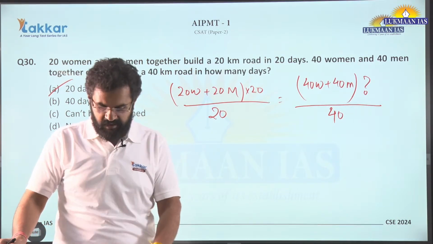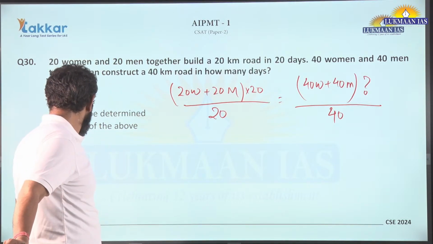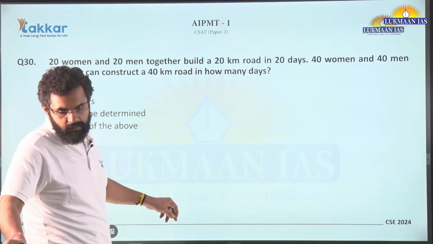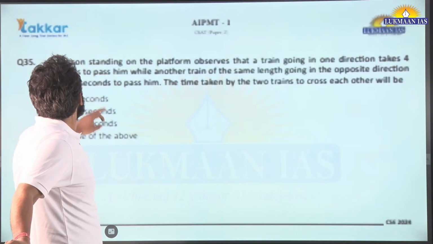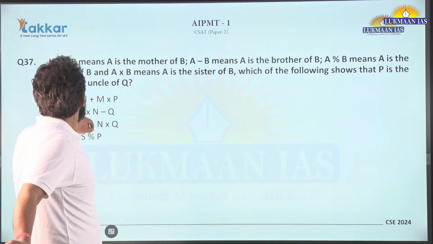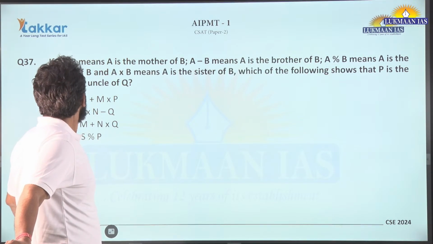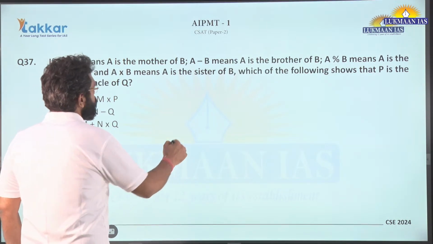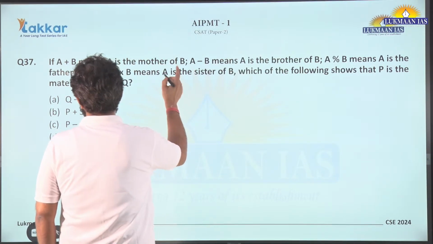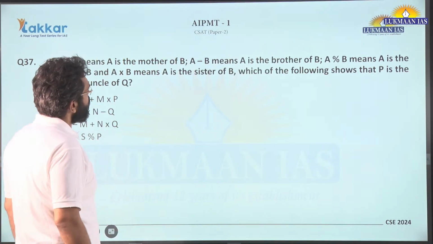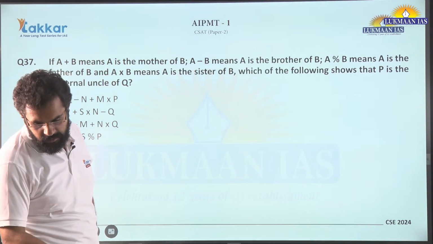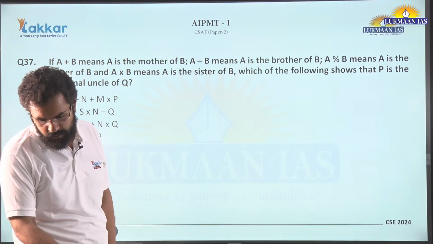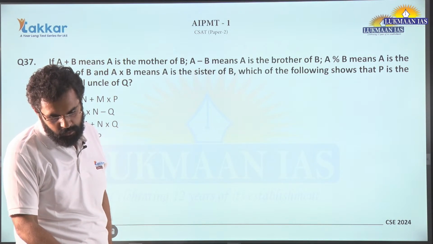Let's try to solve some reasoning questions. It would be question number 37. If A plus B means A is the mother of B, A minus B means A is the brother of B, A times B means A is the father of B, and A divided by B means A is the sister of B, which of the following shows that P is the maternal uncle of Q?